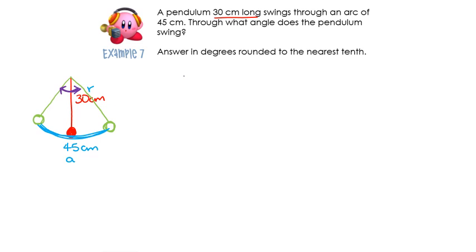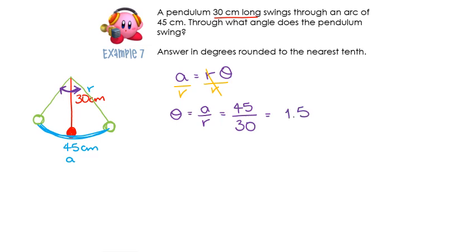So our formula is A is equal to R times theta. But since I'm trying to solve for theta, I can divide both sides by R. That's going to give me a formula to figure out what theta is. So theta is going to be equal to the arc length divided by the radius. Now we're given both of those. Arc length is 45 and the radius is 30. So all I need to do is take 45 divided by 30, which gives me 1.5.